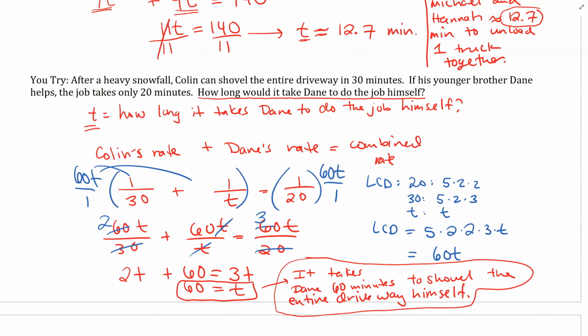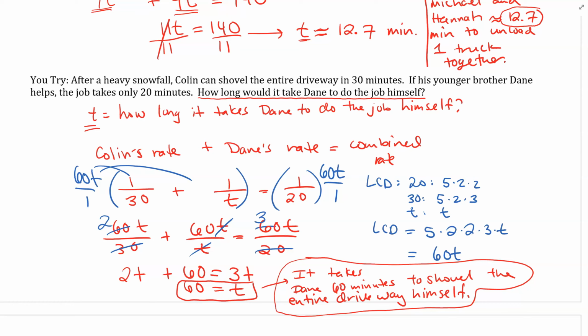Okay. So let's see how you did. Now you can define the variable any letter you want. I chose T again, but hopefully whatever letter you chose represents how long it would take Dane to do the job himself. And then we're going to use a similar structure to our equation as our example where we add the two individual rates to give us the combined rate.